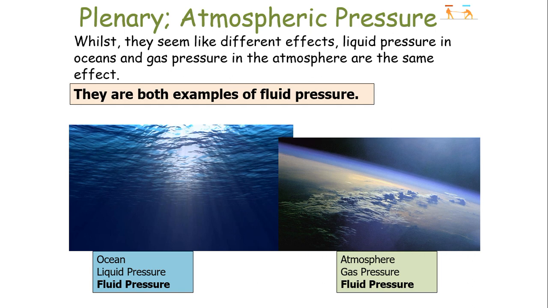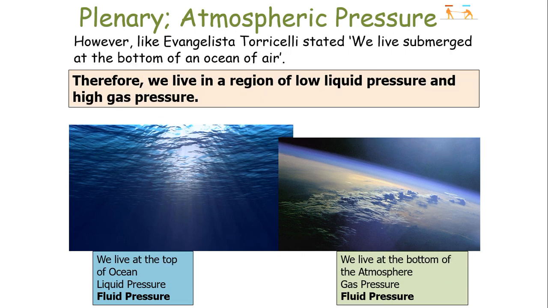Now, whilst they seem like different effects, liquid pressure in the ocean and gas pressure in the atmosphere are the same effect. They're both examples of fluid pressure. Like the famous scientist Evangelista Torricelli stated, we live submerged at the bottom of an ocean of air. We live in a region of low liquid pressure but high gas pressure, because we live at the top of the ocean.